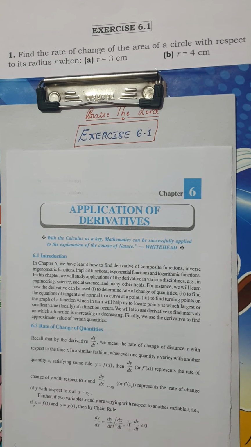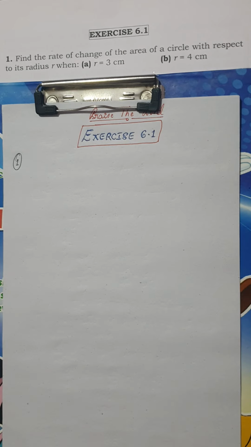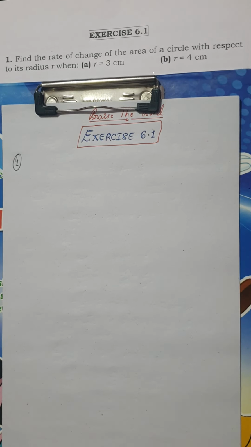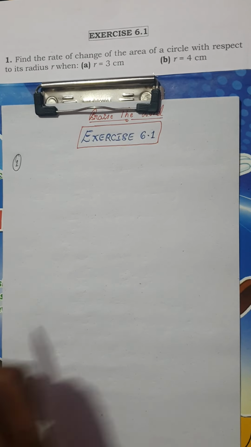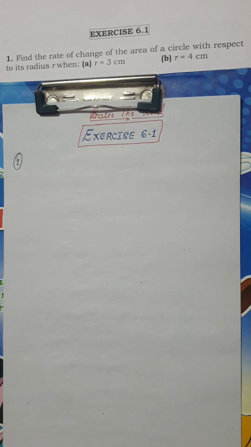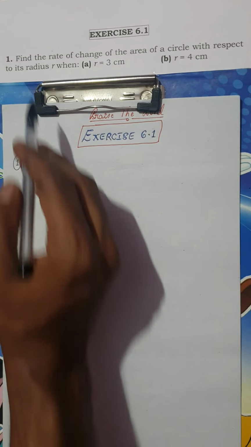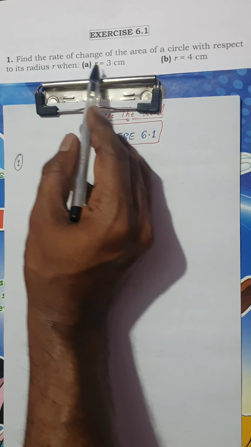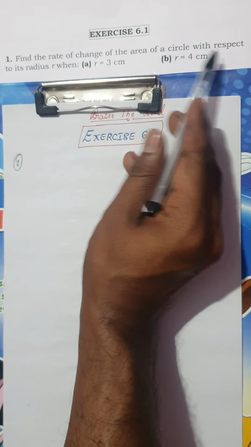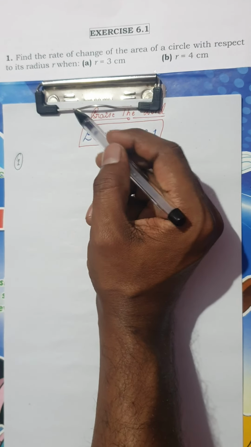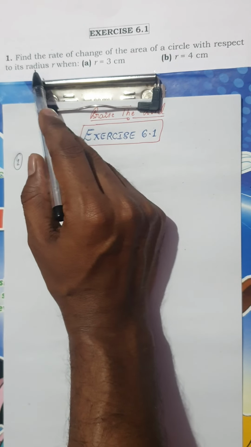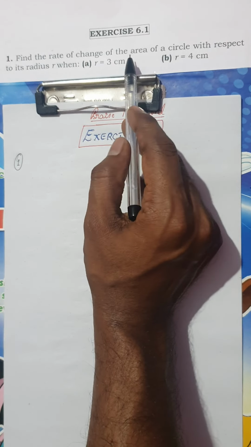Are you ready, friends? Shall we go on to the next question? Right. I believe that you have all worked out the previous session problems so that you are thorough with what you can expect in the application of derivatives, particularly in rate measure problems. Now consider the first question. Find the rate of change of the area of the circle with respect to its radius. Most of the questions we are going to deal here would be with respect to time, but he is asking here how the area changes with respect to radius.